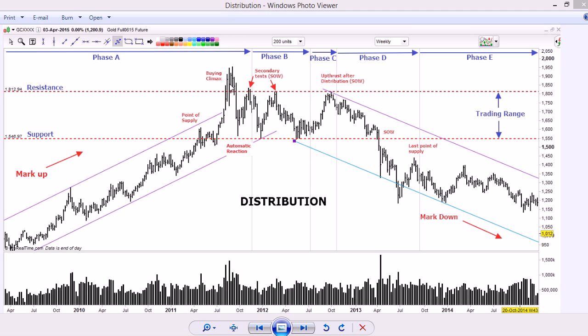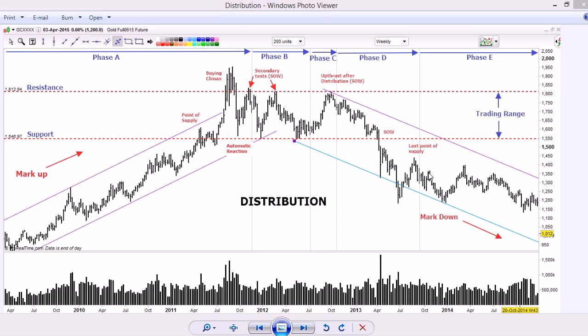We can see here that we had a lot of bars all clustered together, a lot of volume, and there was no reward for effort there. That's a good example of that. And so that must be selling in there, otherwise the price would have gone higher. Then we get an automatic reaction, and that takes us into phase B.